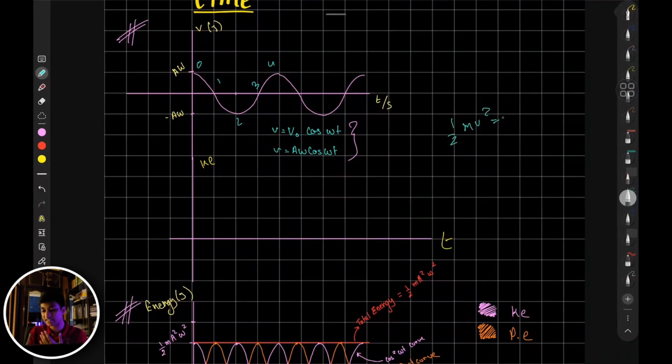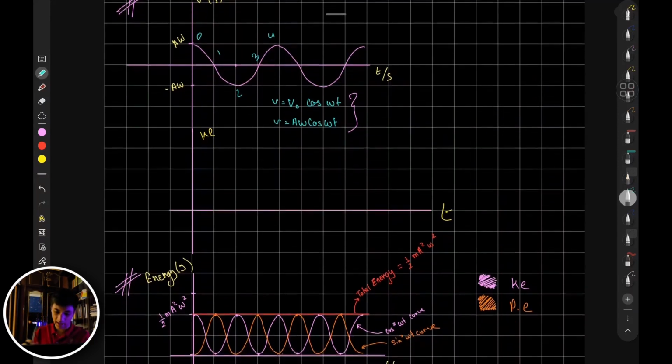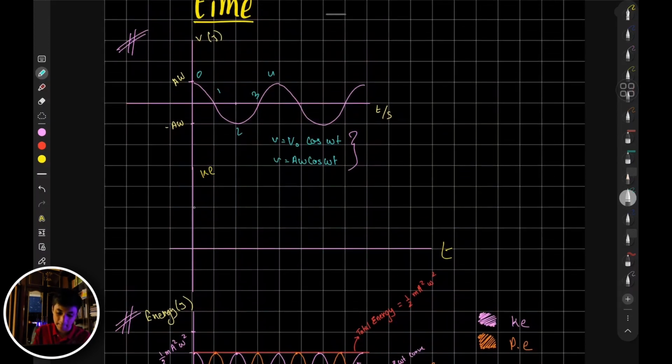Half m v square is basically your kinetic energy. If the velocity is maximum, v is v max, and in that case kinetic energy is also going to be maximum. So you're getting a maximum kinetic energy value at position 0, which is actually half m omega square A square, if you remember from the previous video.